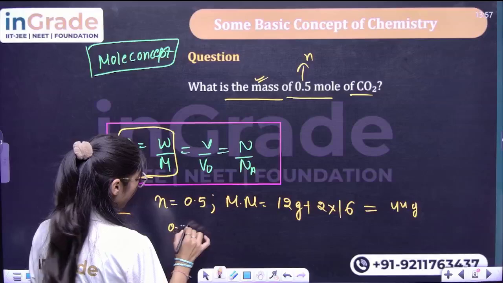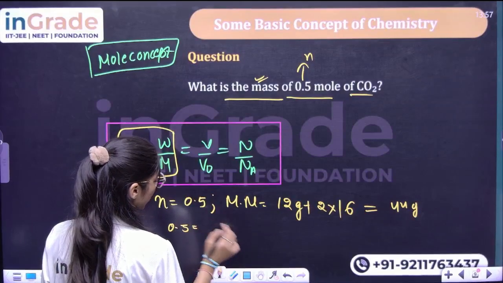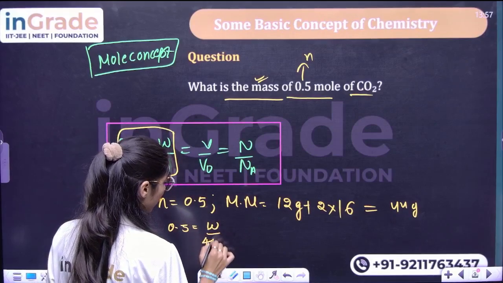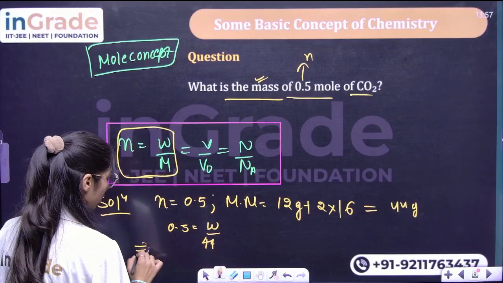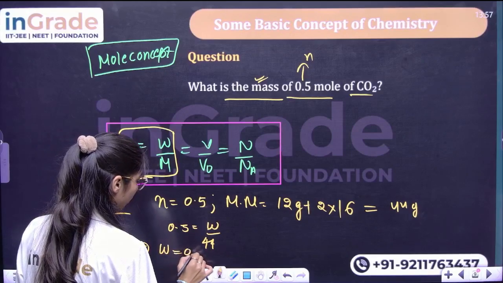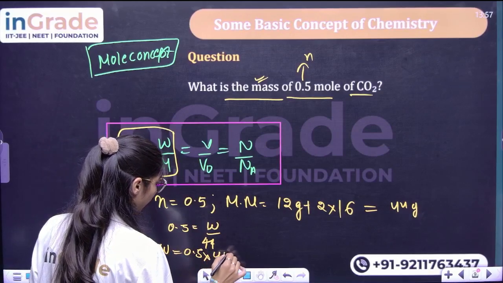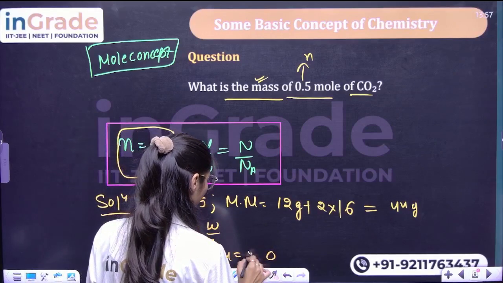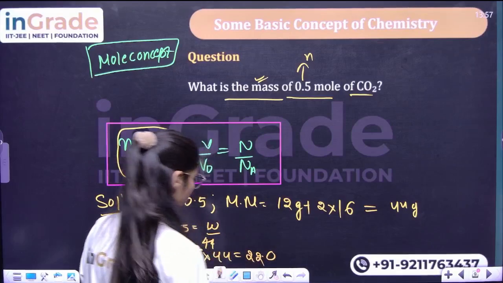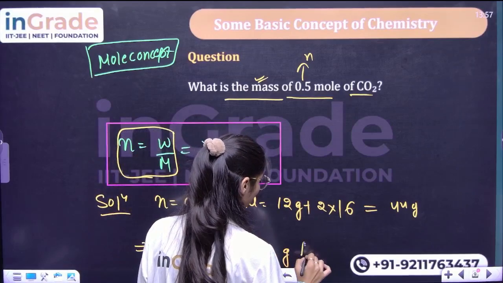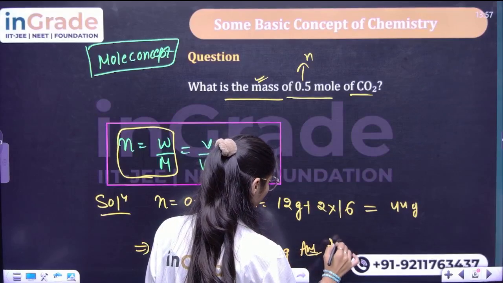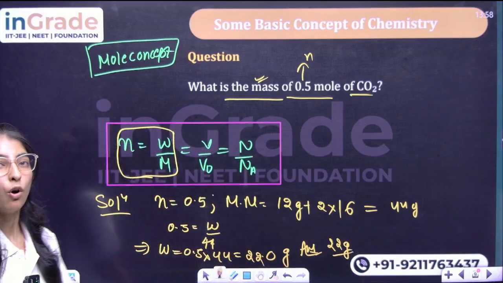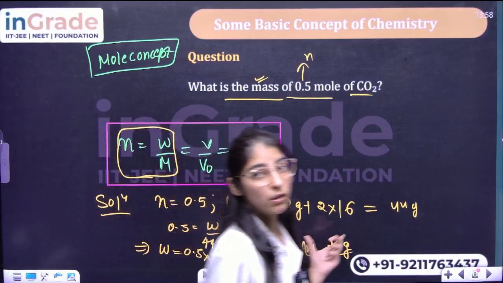So 0.5 is equal to W, which we have to calculate, divided by the molar mass 44. So W is equal to 0.5 multiplied by 44, that is equal to 22. This is going to be your answer. Answer is 22. Hope you are able to do this question.